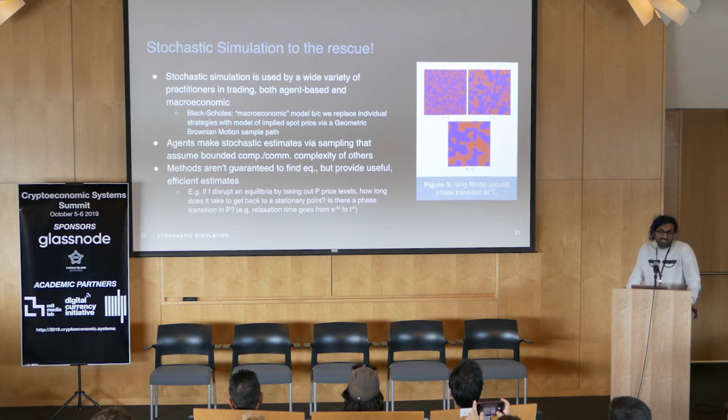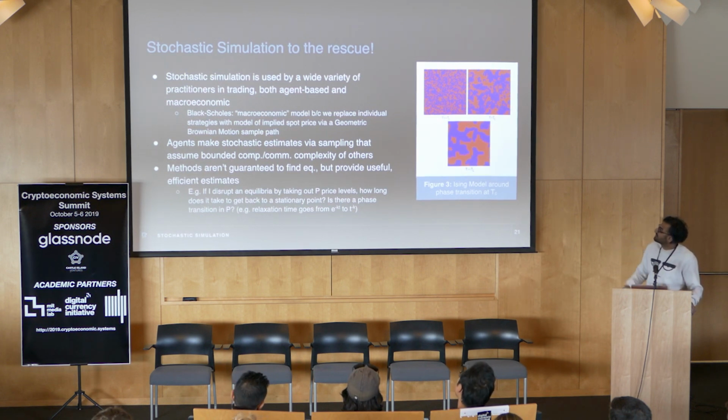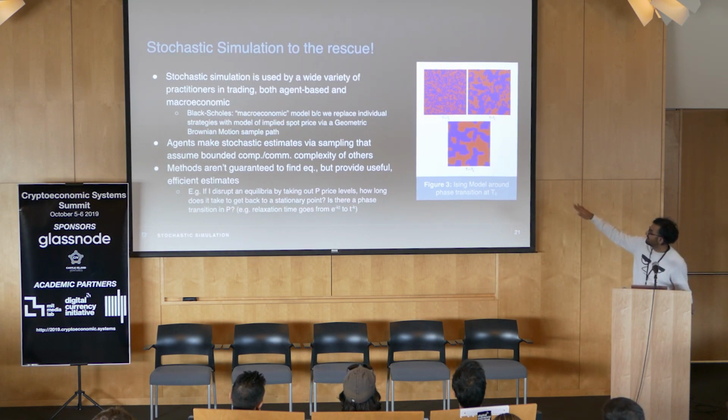You're not guaranteed to find equilibria, but you do find useful estimates, and you really do find these phase transitions. This is a simplified view of what a phase transition looks like in a physics model called the Ising model, where you can see no consensus up top, where everyone is random, and at the bottom there's a notion of consensus. There's a blog post where I formalize this.